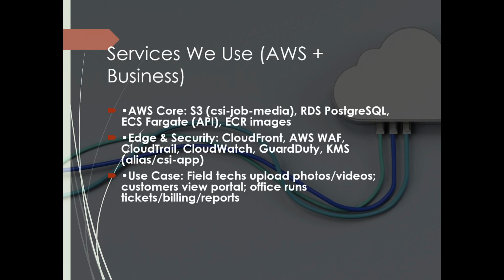So the services we use are mainly, of course, AWS. We're going to be using, like it says over here, AWS Core with S3 for media and RDS PostgreSQL for data. ECS is going to be for the API, and ECR is going to be used for images. Now our edge and security is going to be CloudFront.